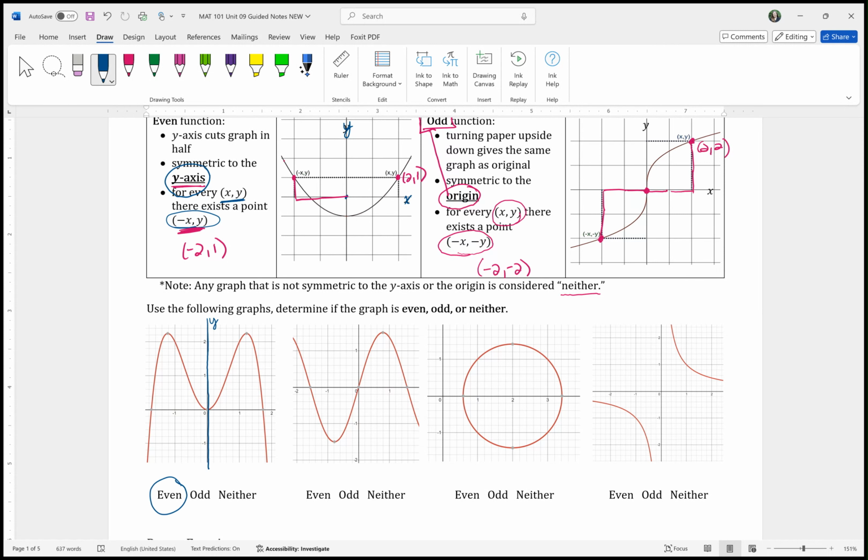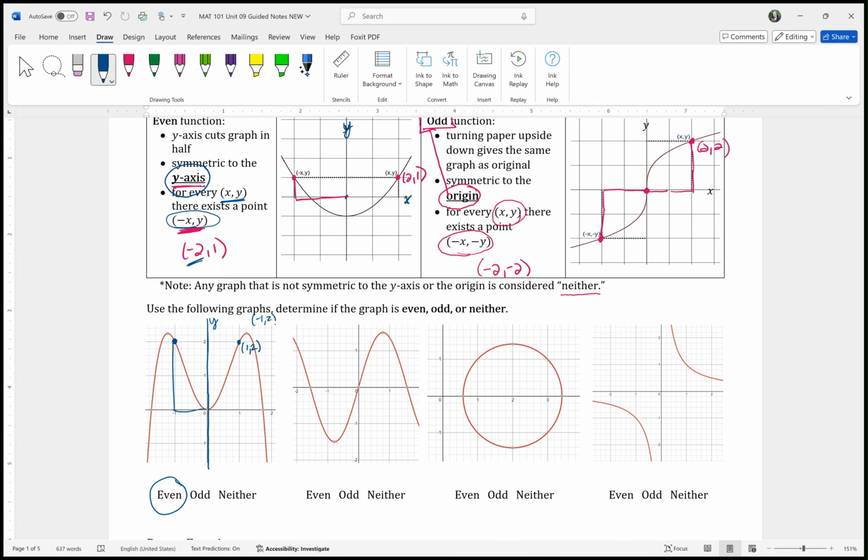If you were not sure about that, then you can pick any point on this graph. Let's say we pick this one. Obviously, we want to pick good points, whole number points. So this one is the point (1, 2). We're changing the x value, so we want to see if there's the point (-1, 2). So let's check that. (-1, 2). That is also on there. And so this is even, and you just showed that.